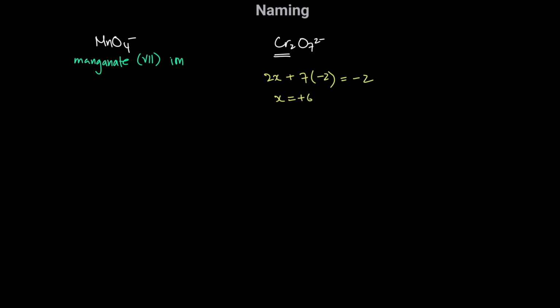So this ion is called dichromate 6. The reason we call it dichromate is because there are 2 chromiums here. So dichrom, and then -ate because it's a polyatomic anion in which we have oxygen. So dichromate 6. The 6 specifies the oxidation number of chromium.